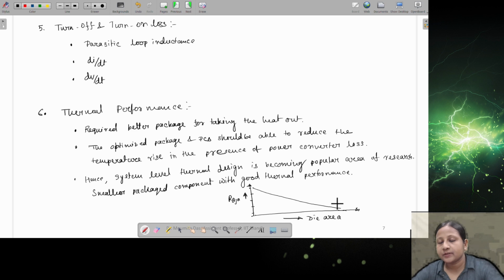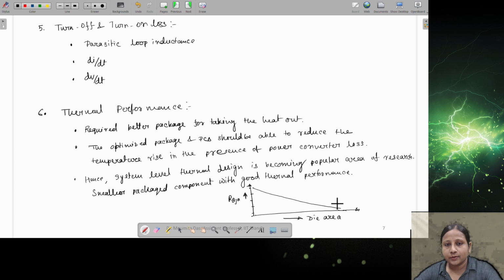Okay, so you can see if the die area is less, the thermal resistance is actually more. So the heat generation of the system will be more and it will be difficult to dissipate. If the die area is more, then the thermal resistance is less, so the heat generation in the system will be less and it will be easy to dissipate also. So this is how the thermal performance of the system can be characterized.